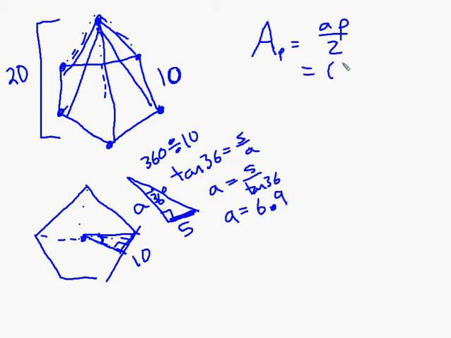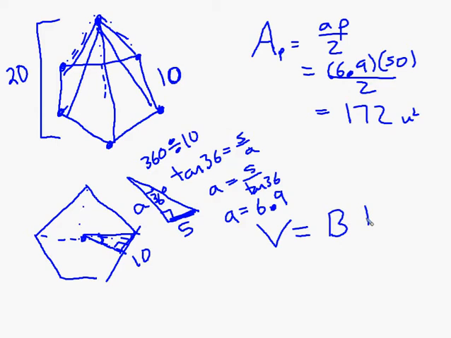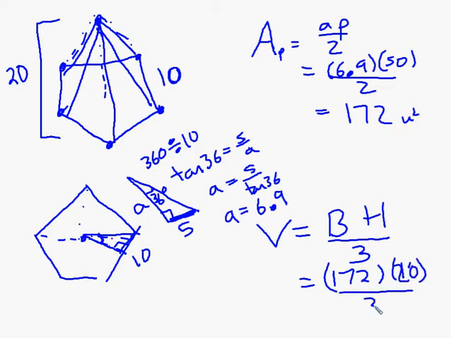Alright, so my apothem is 6.9. What's my perimeter? 10, 20, 30, 40, 50. 50. And then we'll divide that by 2. So 6.9 times 50 divided by 2. You get 172.0. So 172. Okay. And now I'm ready to use my volume formula. Since this is a pyramid, it's big B times big H divided by 3. So big B is 172, times 20, divided by 3. So what's the volume of this pyramid?